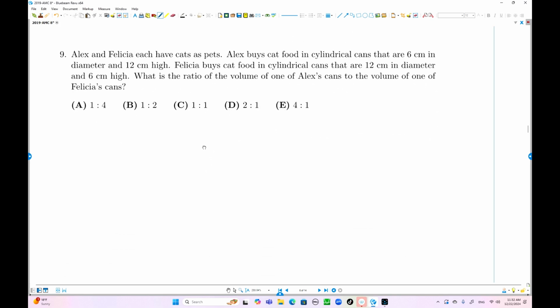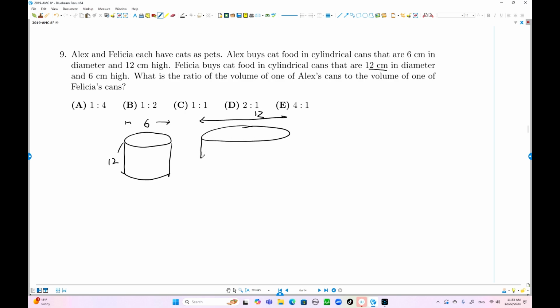Here is number 9. Alex and Felicia, okay, each have cats and pets. Alex buys cat food in cylindrical cans. So the diagonal is 6 from here to here, right? Diagonal 6, height is 12. The next guy buys cans with 12 inches diagonal. This is longer, right? 12 inches diagonal. And height is half of this one.